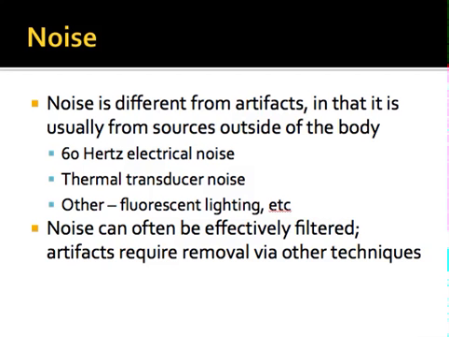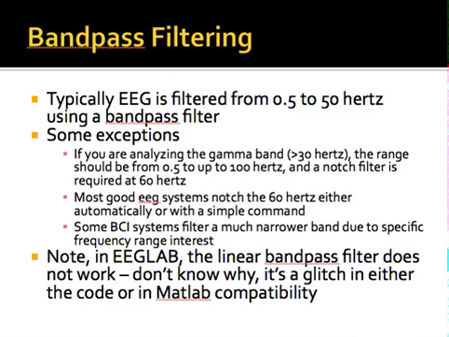Usually noise can be effectively filtered, so often, before the signal is analyzed at all, we use a 0.5 to 50 hertz filter, because usually we're not analyzing higher frequency gamma. If we are analyzing higher frequency gamma, we use a 0.5 to 100 hertz filter, and then we use a 60 hertz notch filter. That will take care of most significant sources of noise from outside the body. So typically EEG is filtered from 0.5 to 50 hertz. This is usually using a bandpass filter.